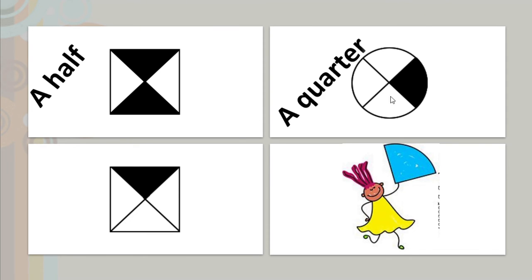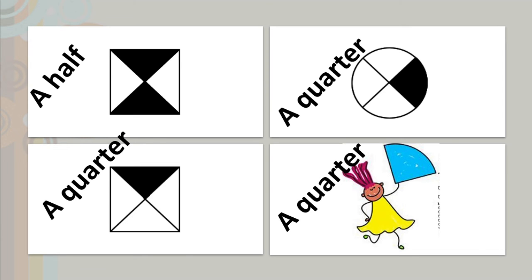Yes, a quarter. Out of 4, only one part is colored. Correct? Now in this picture also, out of 4 parts, only one part is colored. That is a quarter. Yes, this girl is holding only one part. Out of 4 parts, that is nothing but a quarter portion. Right?